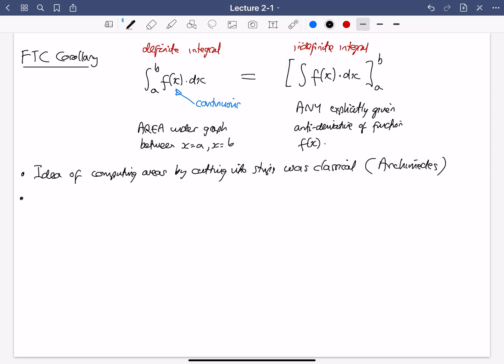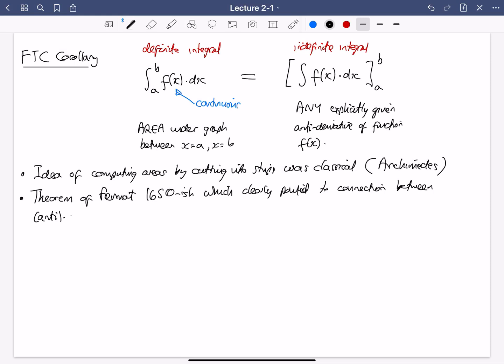I think there's one other theorem that's worth pointing to, and I want to talk about that right now. So that was a theorem of Fermat. From roughly, it was in the 1650s, I forget the exact date, and that clearly pointed to a connection between derivatives, or well, really antiderivatives, which is just differentiation done in the inverse direction, and the problem of calculating areas under graphs.